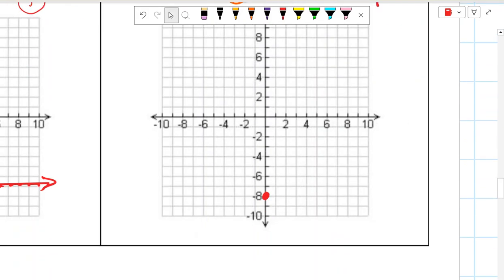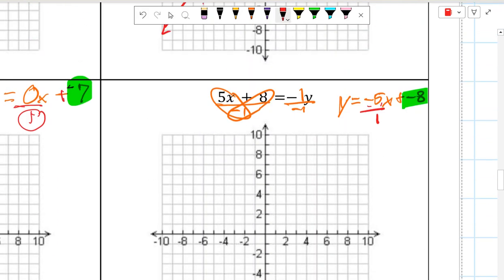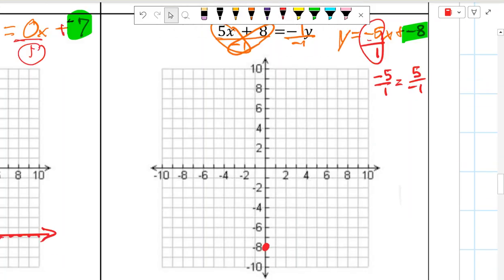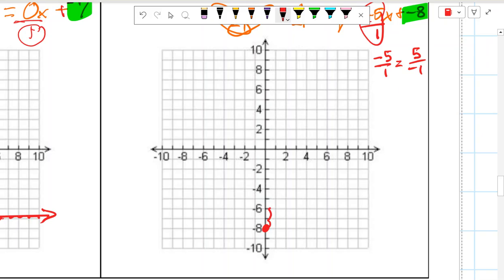Well, I don't have any more room to go down, so I need to translate my slope into something I can use. Right now it is negative 5 over positive 1, and that's equal to positive 5 over negative 1. Now I can go up 5, left 1. 1, 2, 3, 4, 5, left 1. 1, 2, 3, 4, 5, left 1. And it looks like I'm running out of room then. So I draw my line, and it looks like they cross over each point.